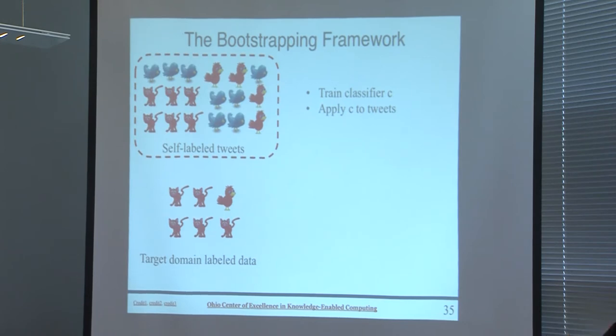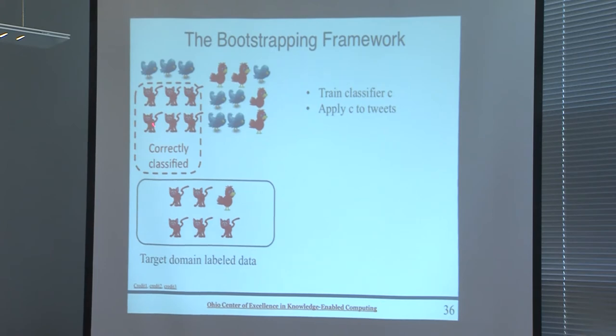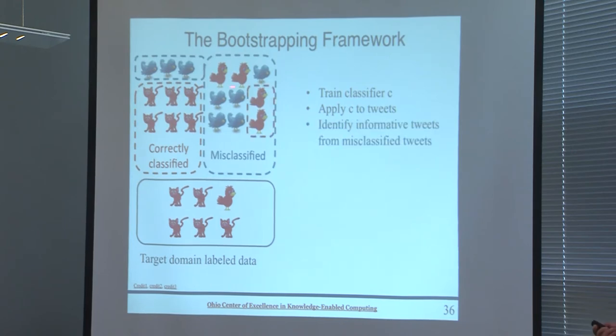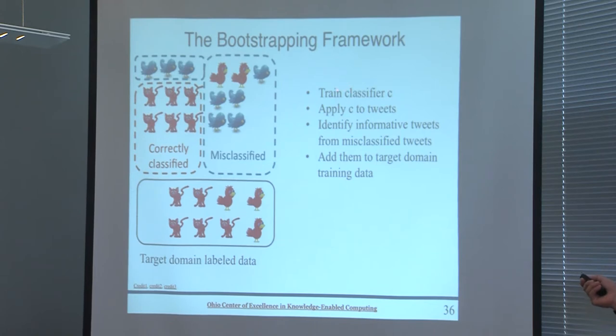And then when we apply the classifier C, it makes a predicted label for each tweet. If the original label and the predicted label match, then we say that these tweets are correctly classified. If they don't match, we say these tweets are misclassified. So now we divide all the tweets into two parts, correctly classified and misclassified. And then from the misclassified tweets, we try to identify informative tweets. And then we add these informative tweets into the target domain labeled data. Because this is a bootstrapping process, once we finish this part, we go back here, train a new classifier C using the new training data, and then apply C back to the tweets again. This keeps going until we no longer find more informative tweets.